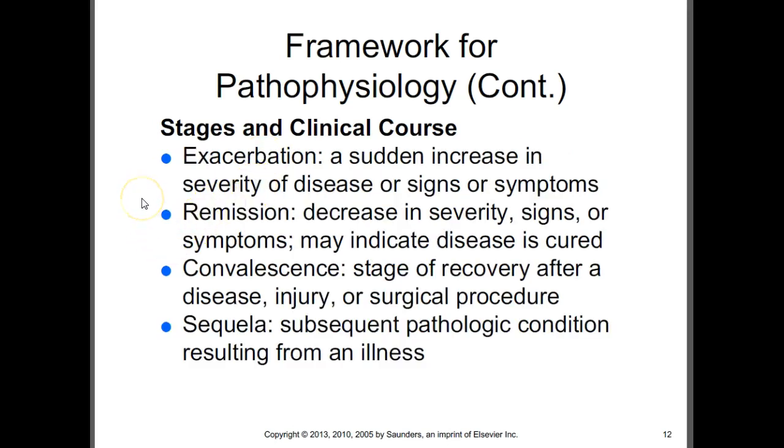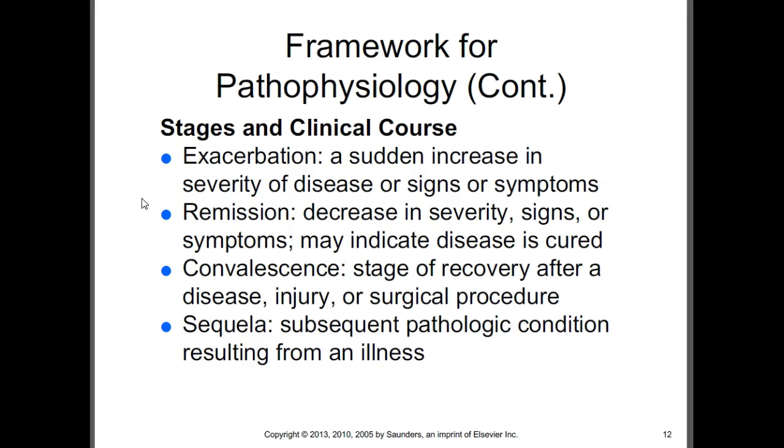All right. Now, certain diseases have an increase in the severity of disease and then a decrease in the severity of disease. Many of these types of pathologies are going to have almost a cyclical nature. A lot of autoimmune disorders are very cyclical in nature. You'll see an exacerbation where the signs and symptoms are very severe, like lupus.